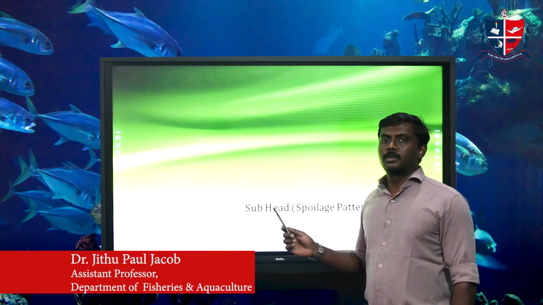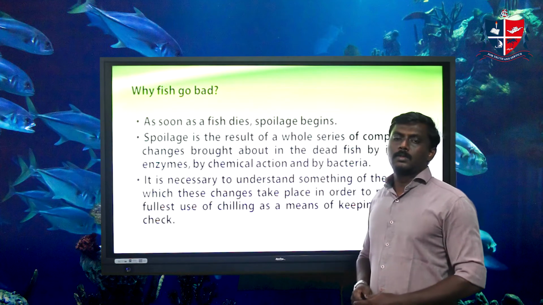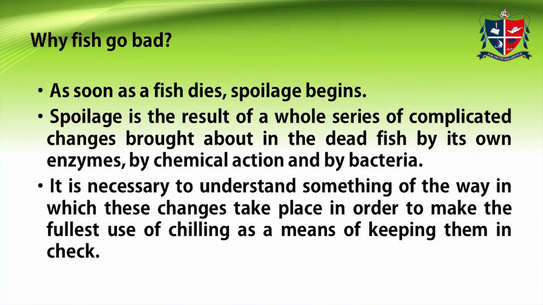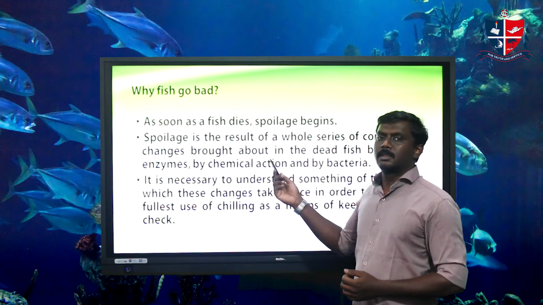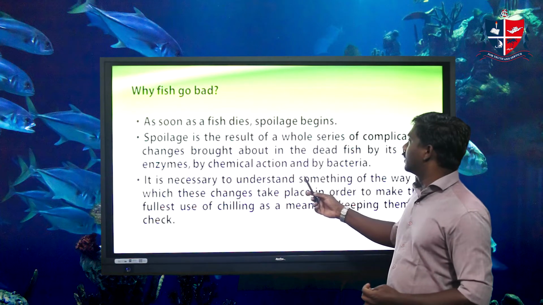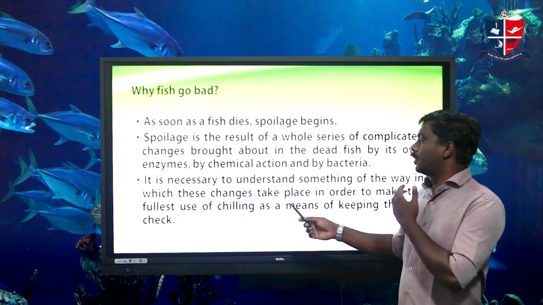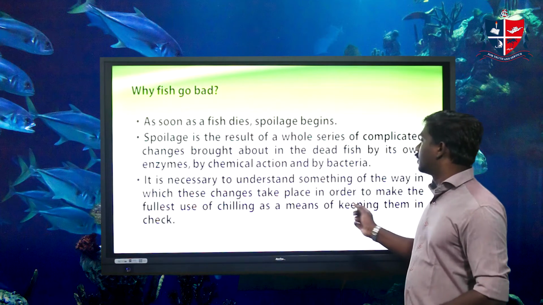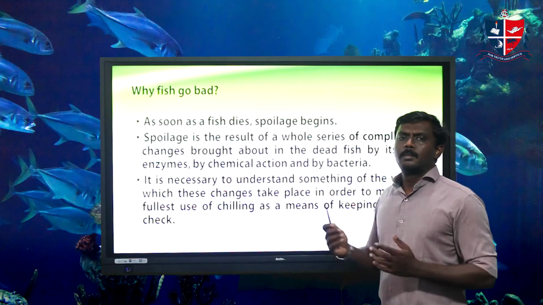In this tutorial, we discuss the spoilage pattern of seafood. First of all, we have to discuss why fish go bad. Because it contains many enzymes and spoilage bacteria, everything present inside the fish goes into chemical reactions, and it is necessary to understand the way in which these changes take place in order to make the fullest use of chilling as a means of keeping them safe.